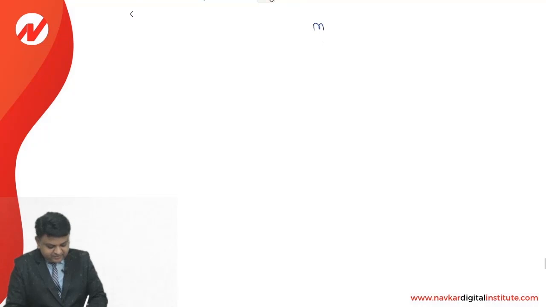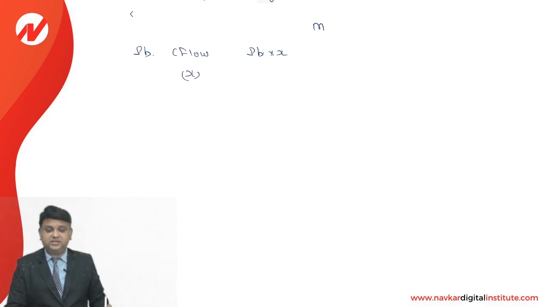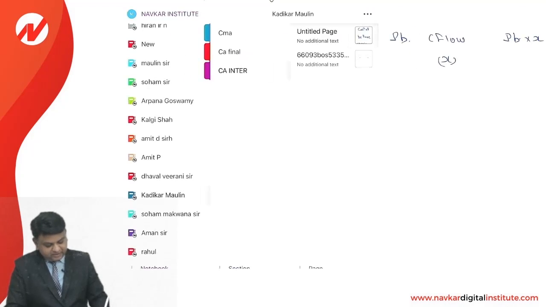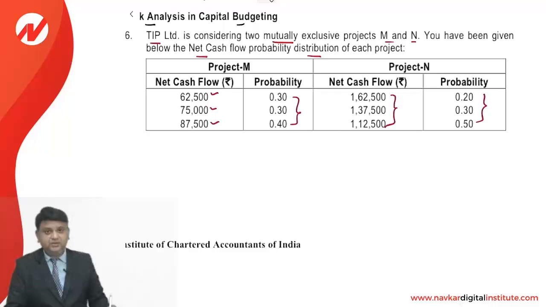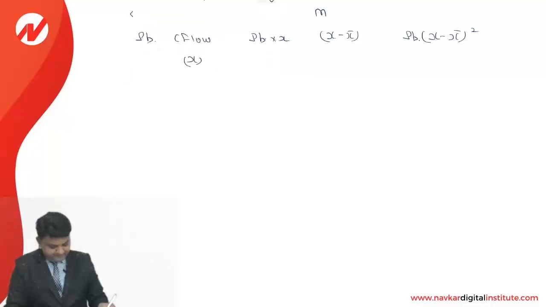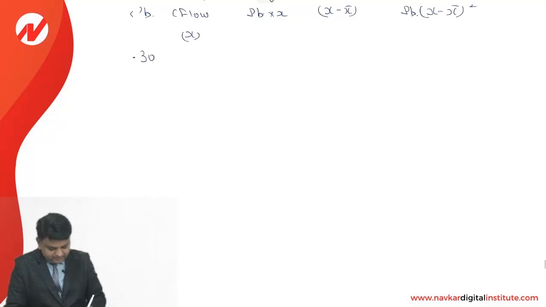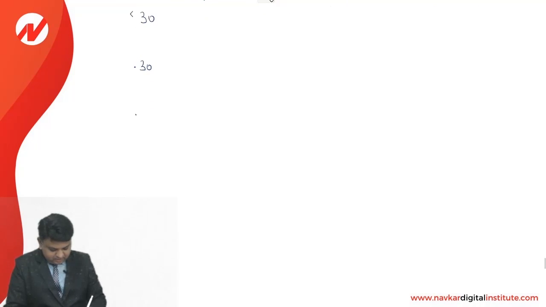In that, we will be having the working like this: probability, cash flow. I am assigning x variable to it. Probability into x. Summation of that will give x bar, x minus x bar. Then x minus x bar whole square into probability. Summation of that is variance. This is the way we are required to do the answer. So 3, 3 and 4. In the probability column 3, 3 and 4.